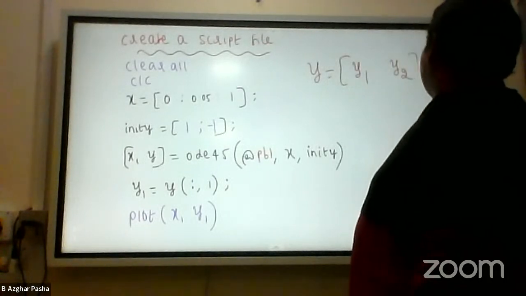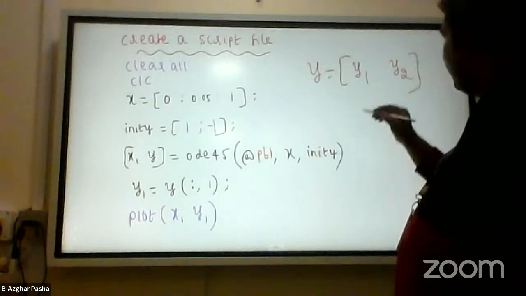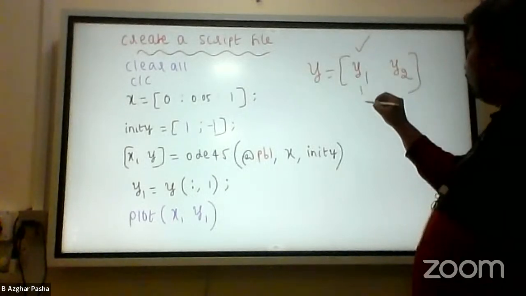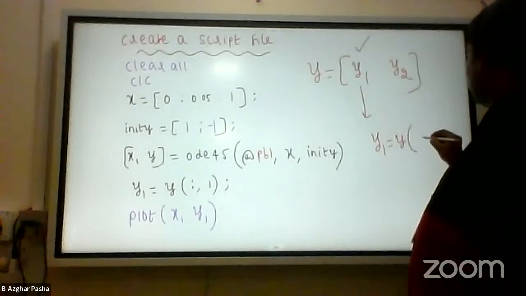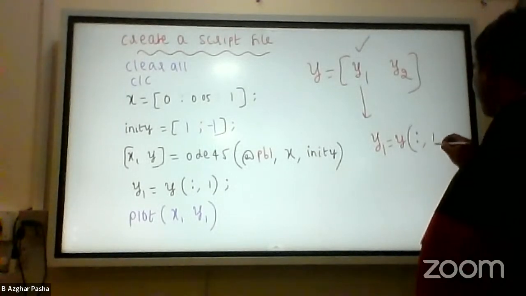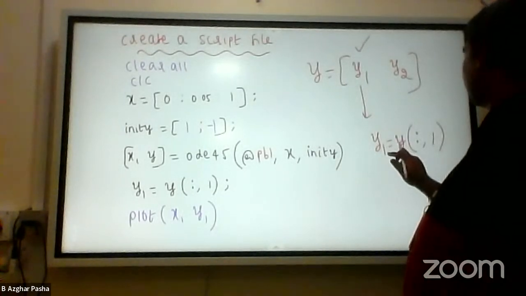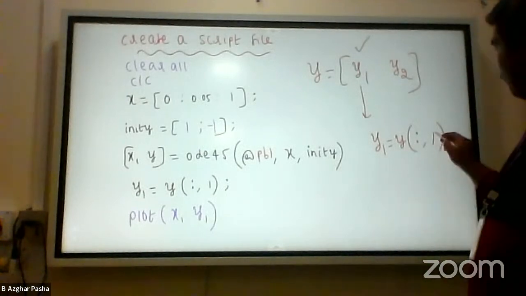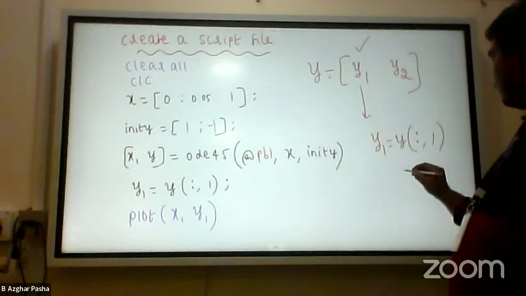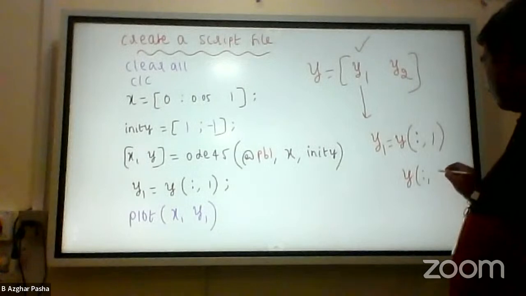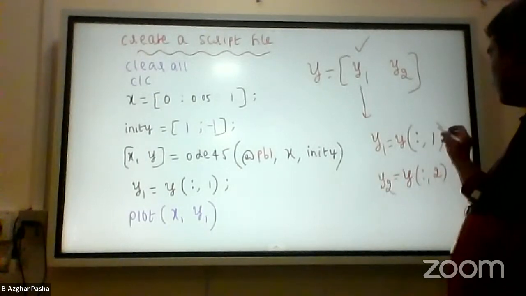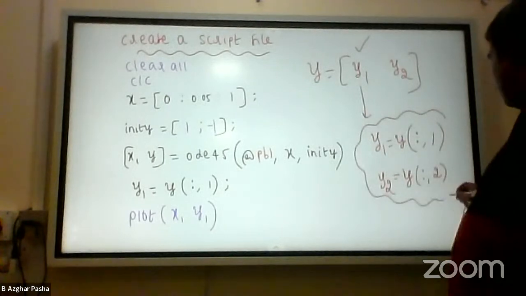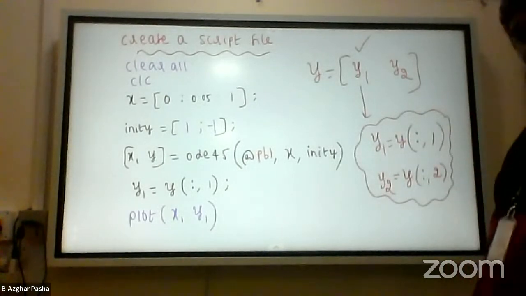y1, y2. I want y, the solution y is required. So y1 is, suppress the row, first column of y. First column of y is y1. Second column of y is y2. You all are familiar with this notation.